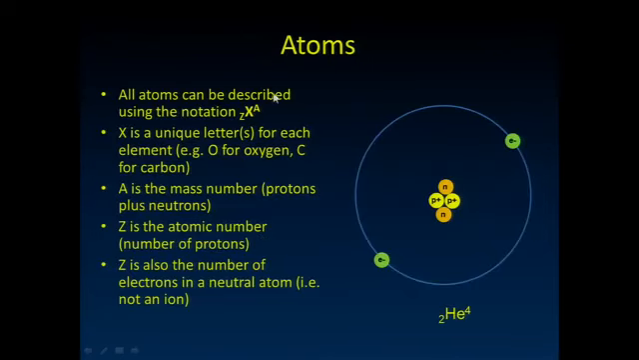So all atoms can be described using this notation. We're all familiar with it. X is a unique letter, O for oxygen, C for carbon, or sometimes a couple of letters for some of the elements. A is the atomic mass number, the number of protons plus the number of neutrons. It also happens to be the number of grams per mole that atom would weigh. Z is the atomic number. It's the number of protons, and of course in a neutral atom, it's also the number of electrons.